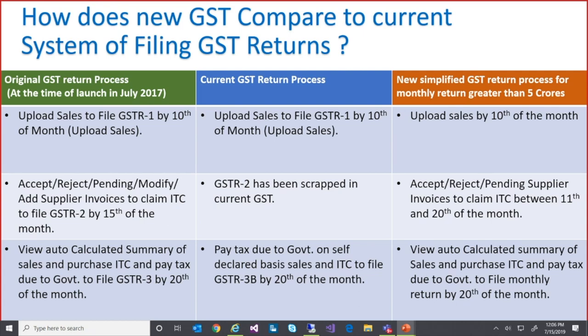So in the original return, every GSTR-1 has to be filed by the 10th of the month. The current process is the same. Still, you have to file the GSTR-1 by the 10th. And going forward, you have to upload your invoices by the 10th of the next month. So the difference is that currently, if you are filing a return for a particular month, suppose for April, you will upload only invoices till April. But going forward, you will upload invoices till the 10th of May.